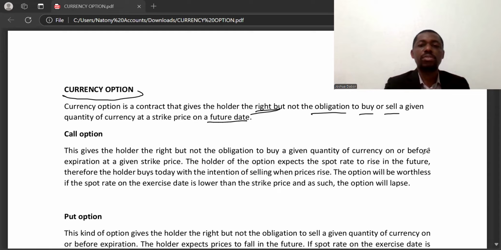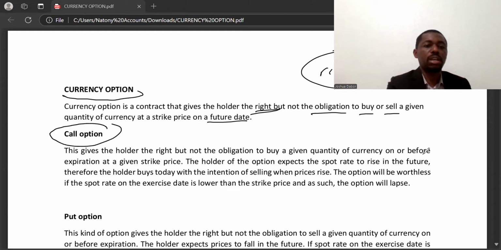So the option gives what? Rights to either buy or sell a particular commodity, but in this case, the right to buy or sell a given quantity of currency at a future date. So there are two types of option. We have the call option and also the put option.